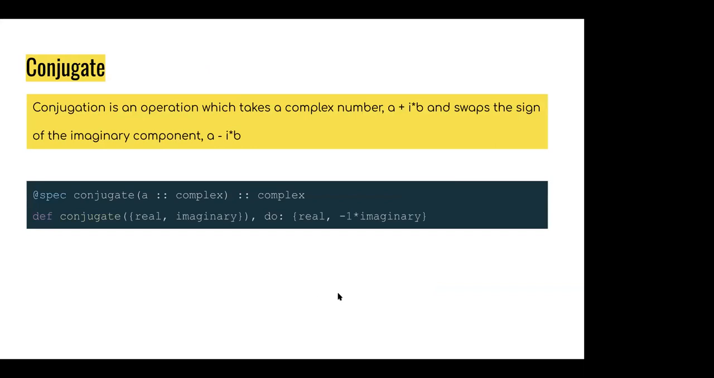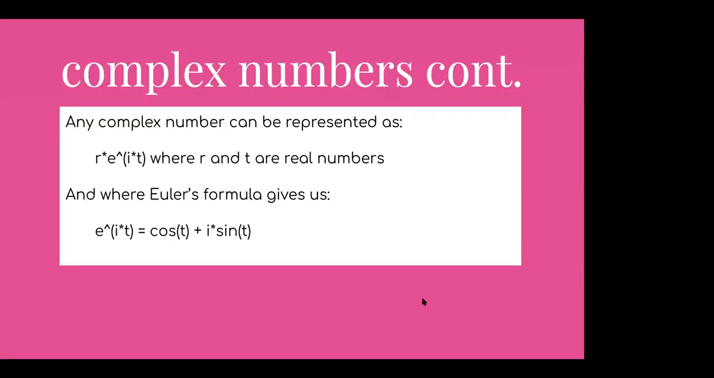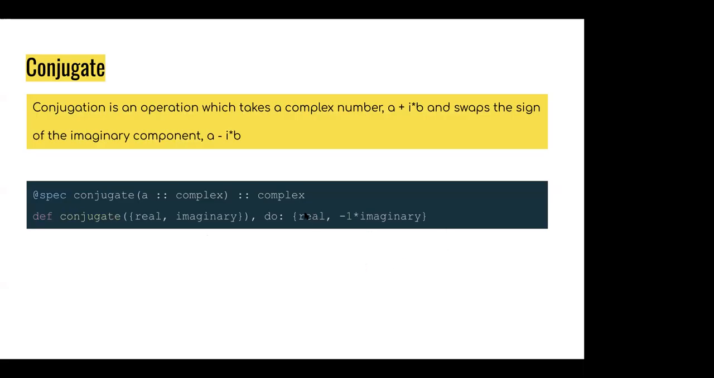Conjugate might sound a bit scary, but it's not that scary. Basically, like I said, any complex number can be expressed as A plus iB, where A and B are real numbers. So conjugation is literally just flipping the sign of the B. So A plus iB will go to A minus iB. And that's my code again, just pattern matching.